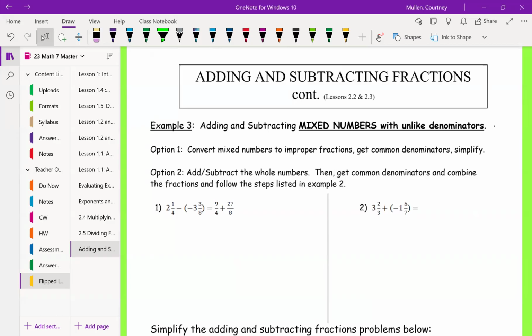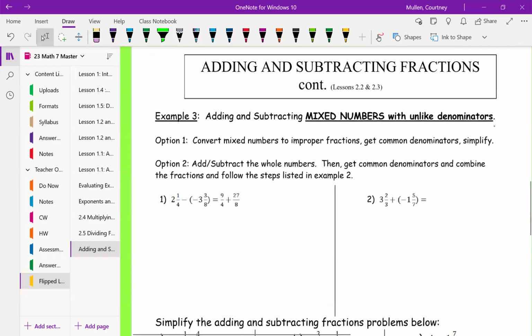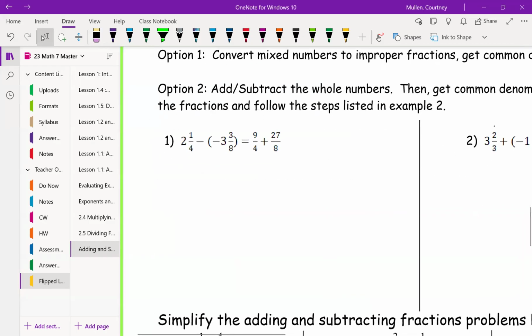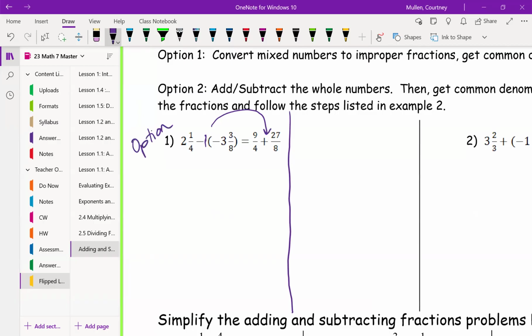The first way is the way I've assumed that you've seen. Turn the mixed numbers into improper fractions and then proceed like we were just doing by getting common denominators. So we're going to work these first two problems in both of those ways. We've already seen that this person has converted our double negative into a positive and has already converted our mixed numbers to improper fractions. So now we just need to do what we did on the other side.